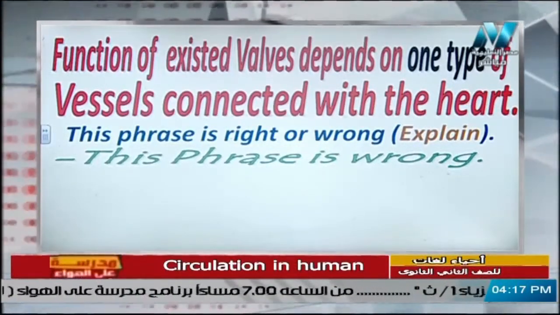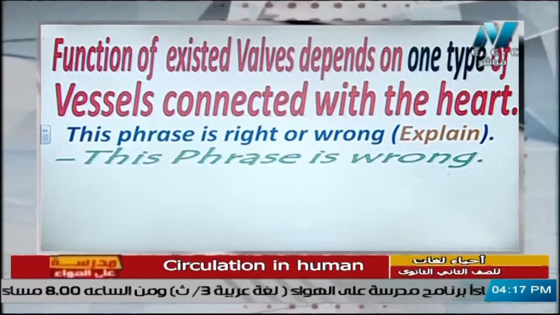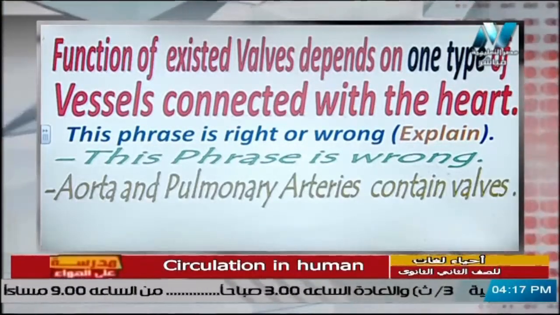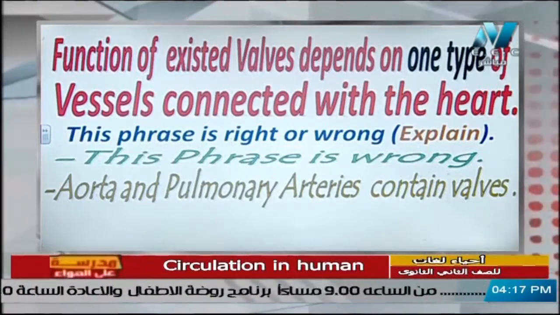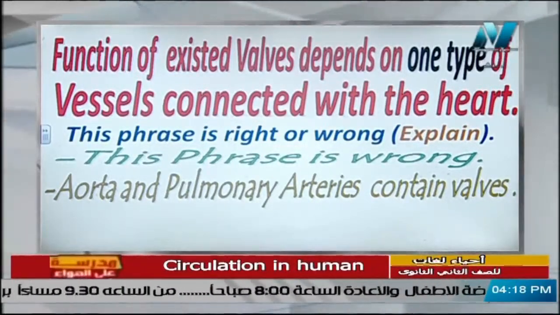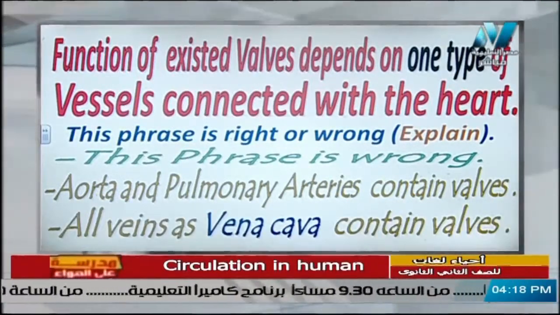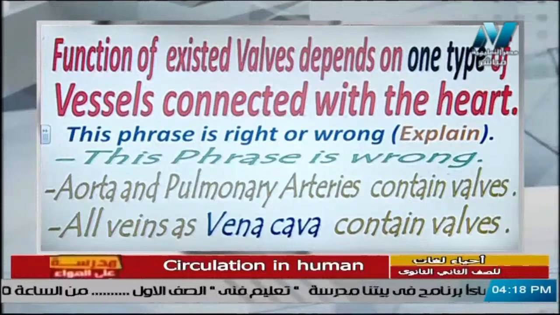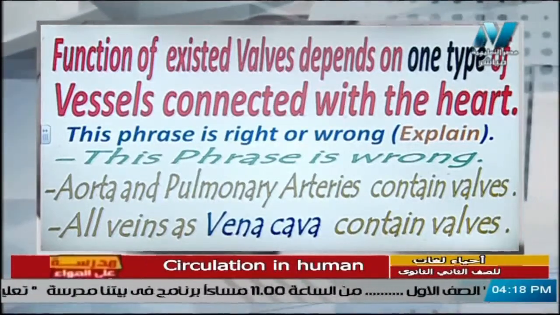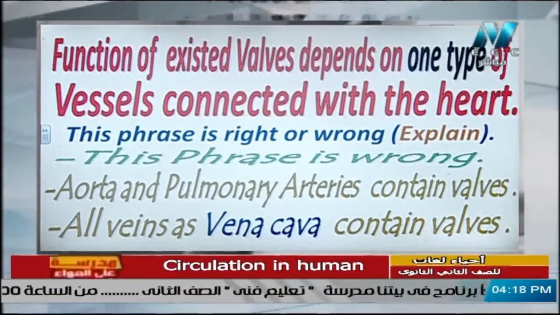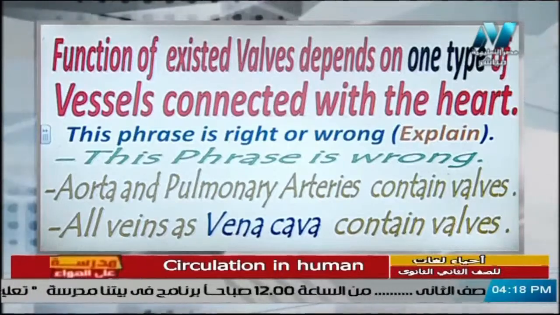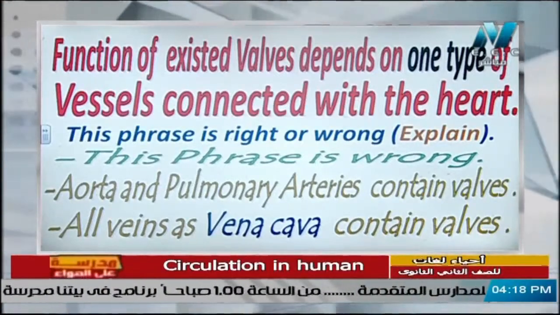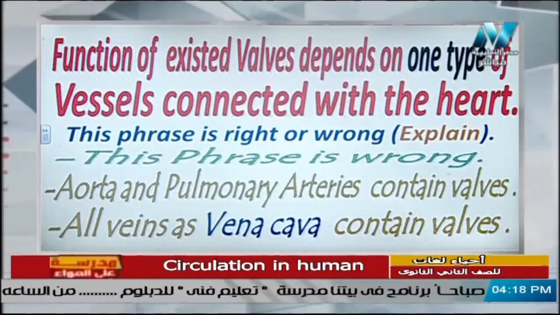The valves are not only one type, and the vessels are not only one type. Why? Come along. The aorta and pulmonary arteries contain valves, the semilunar valves, and at the same time all veins, such as the vena cava, contain valves. So they are not one type of vessels. That is why we must pay attention to each statement and each word in the question, because a word in the middle can completely change the meaning of the phrase in front of us.